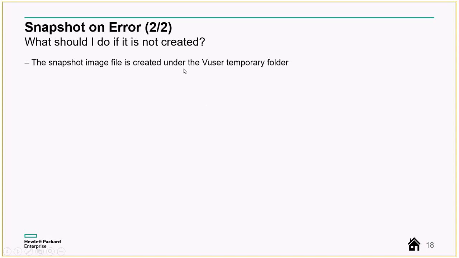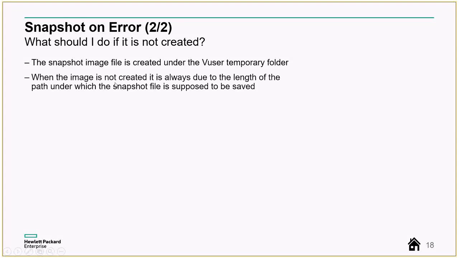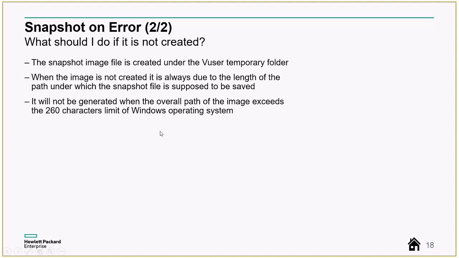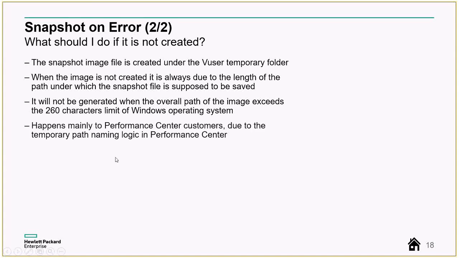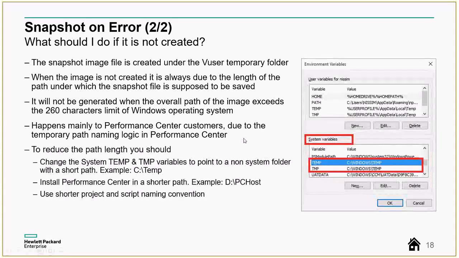The snapshot image is supposed to be created under the virtual user temporary folder, and if the image is not created, it's usually due to the length of the path. There is a Windows limit of 260 characters. In Performance Center specifically, the naming convention for the temporary path happens to be really long. It includes the name of the project from which you run the script, and the name of the script.